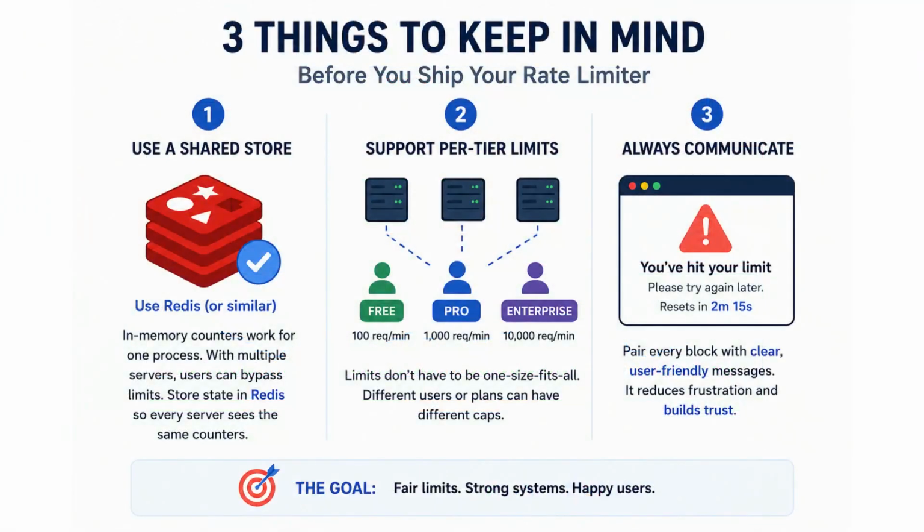Before you deploy your rate limiter, keep 3 things in mind. First, if your application runs on multiple servers, don't store counters in local memory. Use a shared store like Redis so every server sees the same usage data. Second, not every user needs the same limits. Free, Pro, and Enterprise users can each have different rate limits using the same mechanism. Finally, always display a clear message when a user reaches the limit. Tell them they've hit their limit and when they can try again. A good user experience builds trust, even when requests are temporarily blocked.